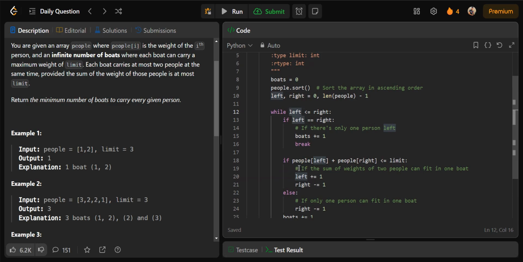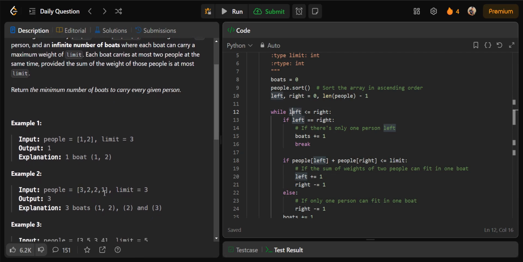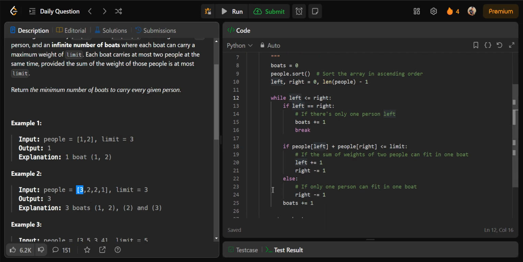And in the second condition, if people left plus people right is less than or equal to limit, it means, suppose this is the sorted array, 1 2 2 3, with this one as left and this one as right. If left plus right is more than the limit, suppose the limit is 3, then this condition fails, so we have to eliminate the right by 1, and increment the boat.